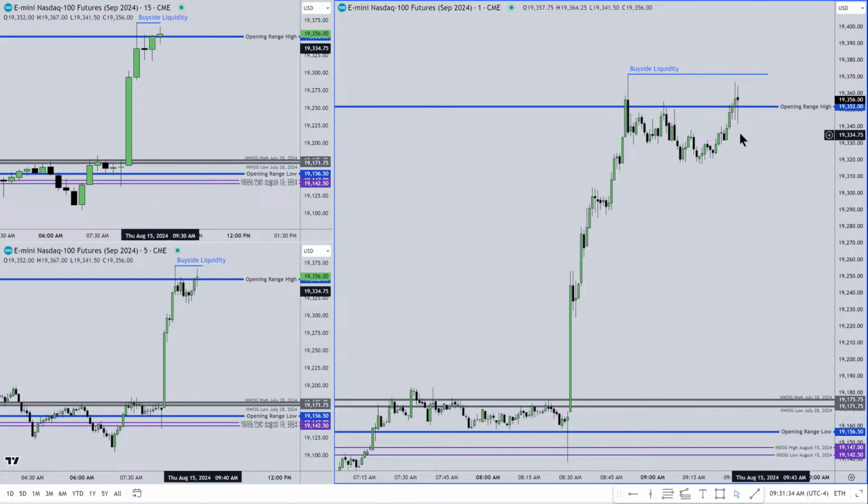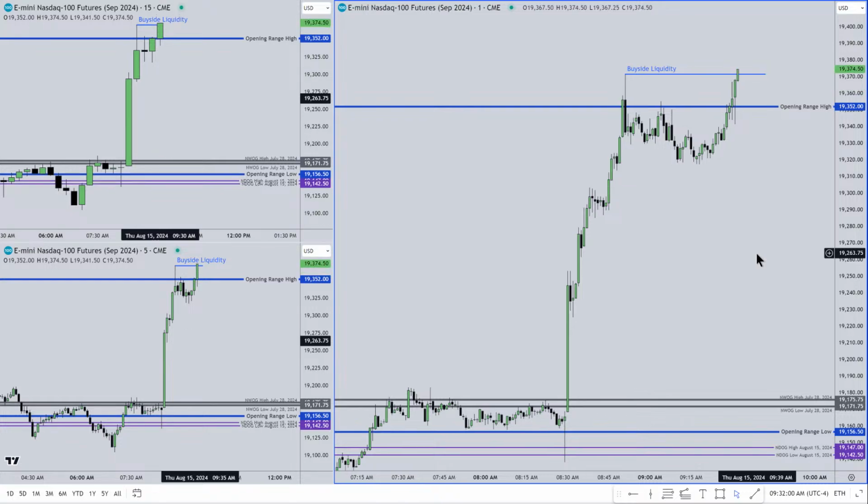Okay, we have a small little gap that we just traded into here. We'll see if that provides a means of engaging the liquidity there. There you go. So that's one of those really easy bread and butter setups where you can see that there's a pool of liquidity.